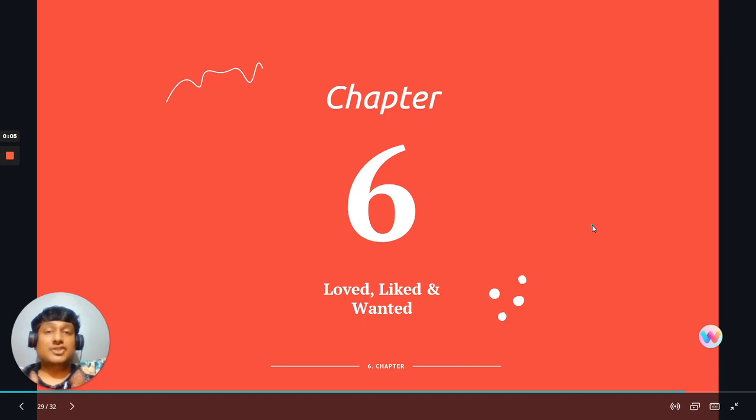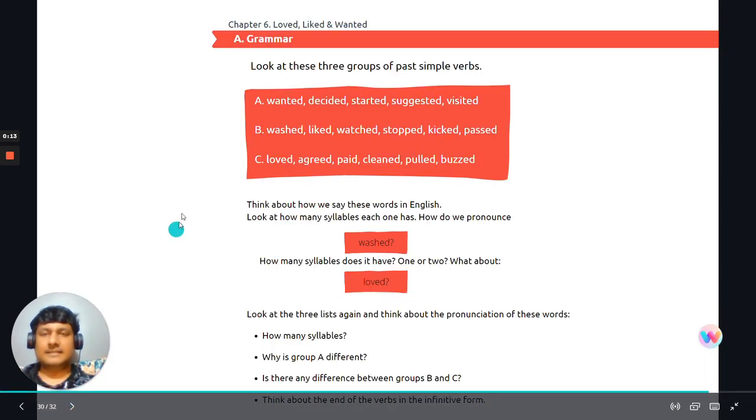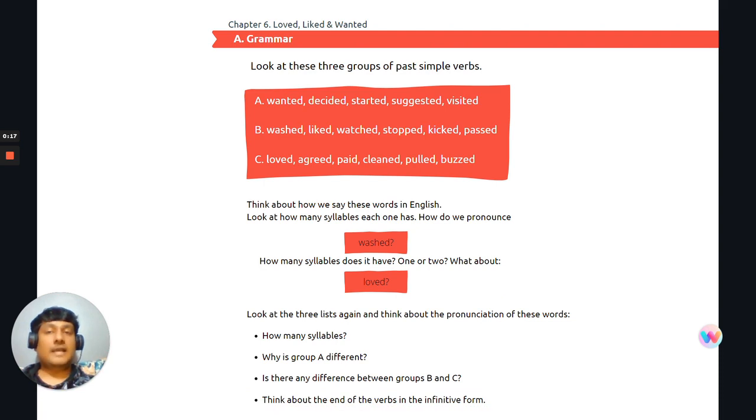This is the final chapter in the course and the title is Love, Like and Wanted. So let's move on to our next slide. Okay, at first we are given grammar, and for A, it's grammar as I said, and I want you to look at the three groups of the past simple verbs.